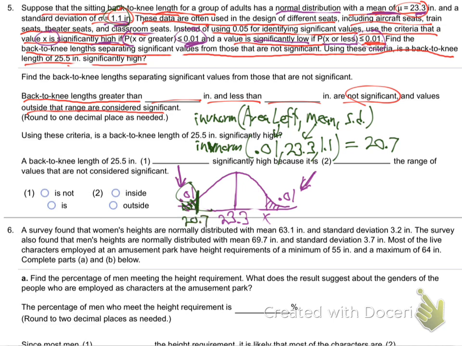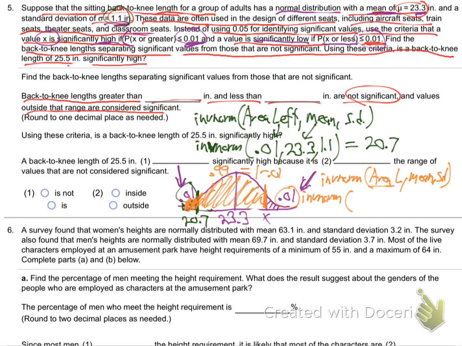And now, how are we going to find the higher one? This one right here. Well, same thing: inverse norm, area left, mean, standard deviation. So if you're right here, what's the area to the left of you? Well, it's all of this, including this down here. How much area is to the right? 1%. So how much is to the left? 1 minus 0.01, which you know is 0.99.